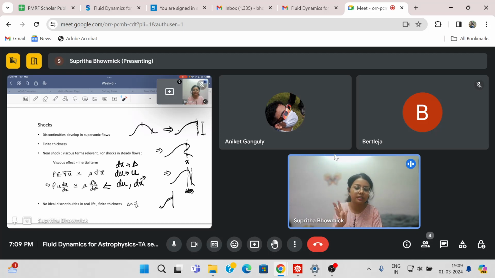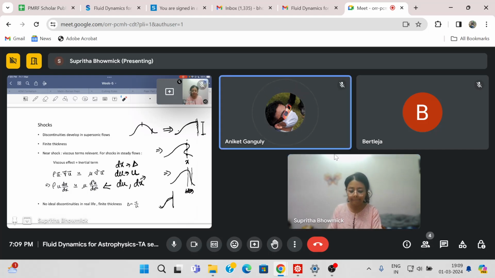Let's say you want to shock honey versus water. Which one will be easier to shock, right? Things like this. I think it's nice to have a very rough zeroth order understanding of where this is coming from. Where is this finite thickness of shock coming from?